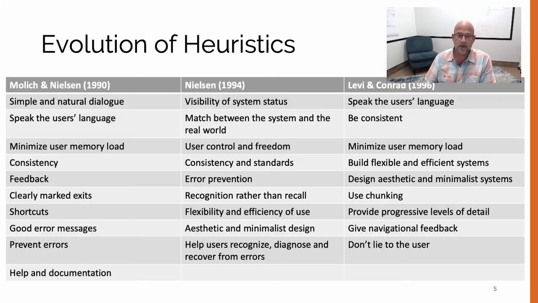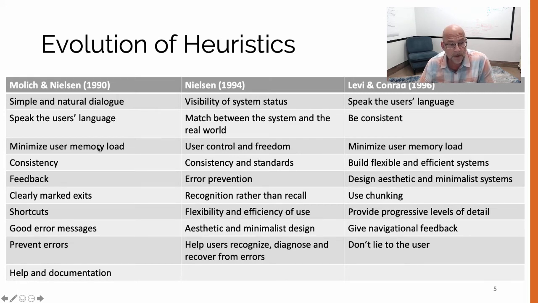So that's a good start in talking about heuristics. As I said, there's a lot of different kinds of heuristics out there. It started out with Rolf Molich and Jakob Nielsen developing this set in 1990, that talked about using a simple and natural dialogue, speaking the user's language, that is, not using a lot of terminology that the user is not familiar with, not being too techy in your descriptions, minimizing user memory load.